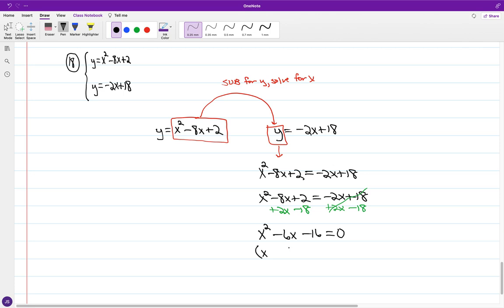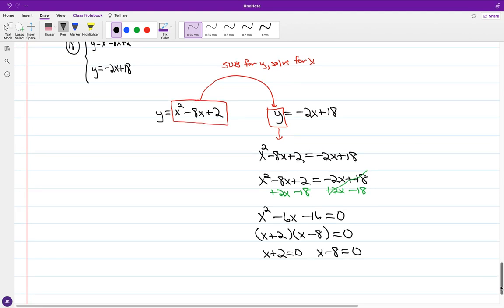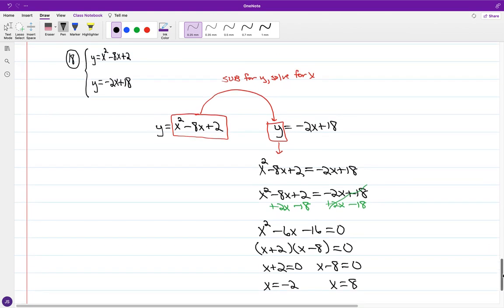And the trinomial I can factor, and with the terms, we have x plus 2 and x minus 8, and with the use of the zero product property, setting each of the factors to 0. So if x plus 2 is equal to 0, we have x is equal to negative 2, and when x minus 8 is equal to 0, we'll have that x is equal to 8, right?